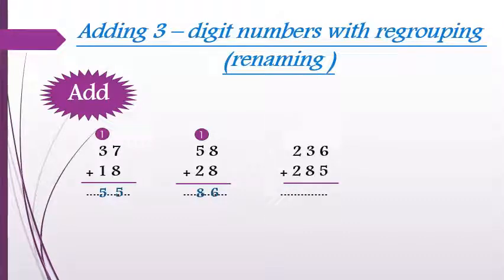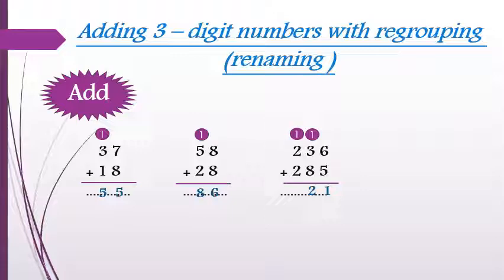236 plus 285. As we learned, we start with ones, and ones here is 6 plus 5. 6 in my mind and 5 on my finger. After 6, 7, 8, 9, 10, 11. So I will write 1 at the ones and carry up 1 over tens. Then add the tens. 1 plus 3 equals 4. 4 plus 8, 8 in my mind and 4 on my finger. After 8, 9, 10, 11, 12. Then I will write 2 as the tens place and carry up 1 over hundreds.